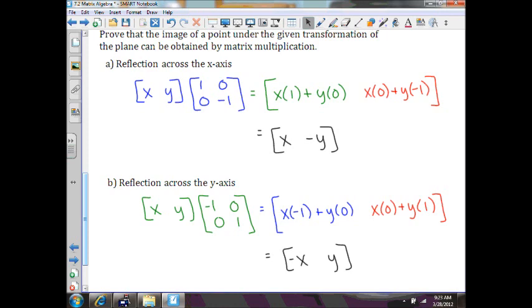Now your homework is a little bit different. Your homework is numbers 3 through 48 multiples of 3, and 62 to 67. It's a little bit different than what your paper says. Remember, you do not have to do 51, 54, 57, or 60.